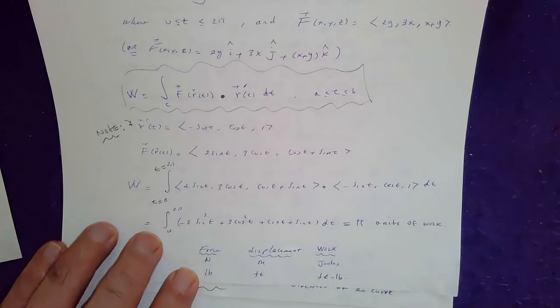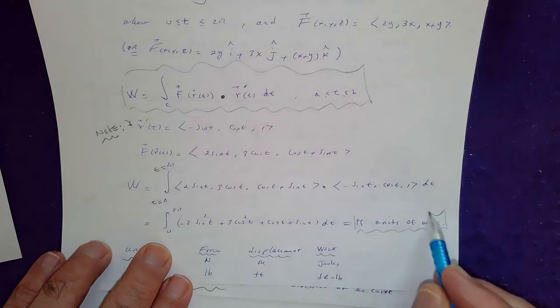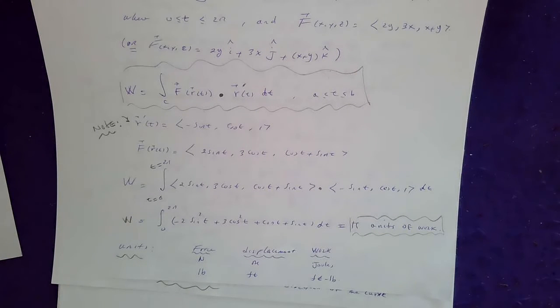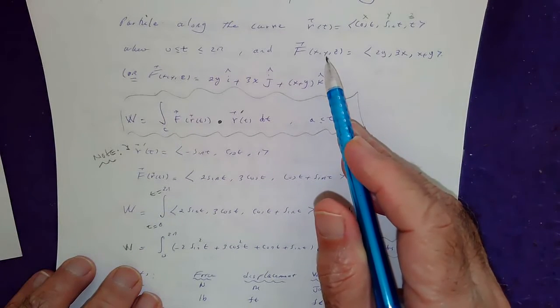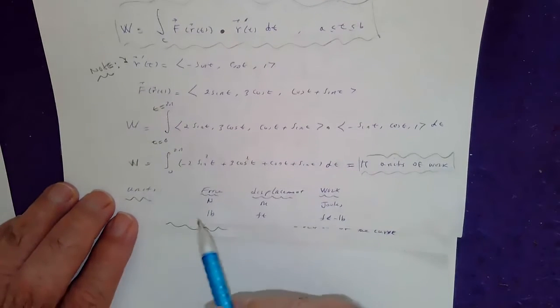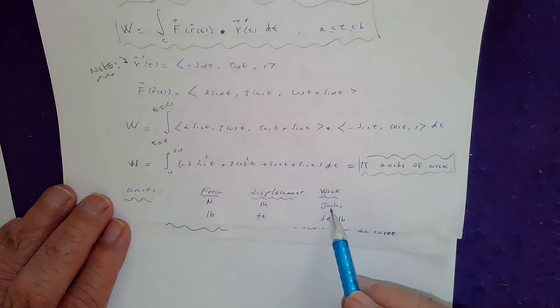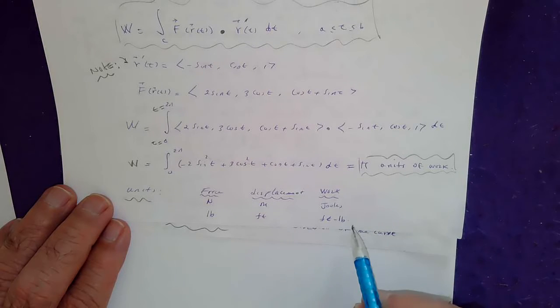And notice the order matters. So at the end of the day, you get pi units of work. So that will be the amount of energy required to move an object on a helix from 0 to 2 pi, provided here is the vector field, which is the force field. Speaking of the units, if the force is in newtons and displacement is in meters, the work is in joules. If the force is in pounds and displacement is in feet, then you have foot-pounds. So those are the units.